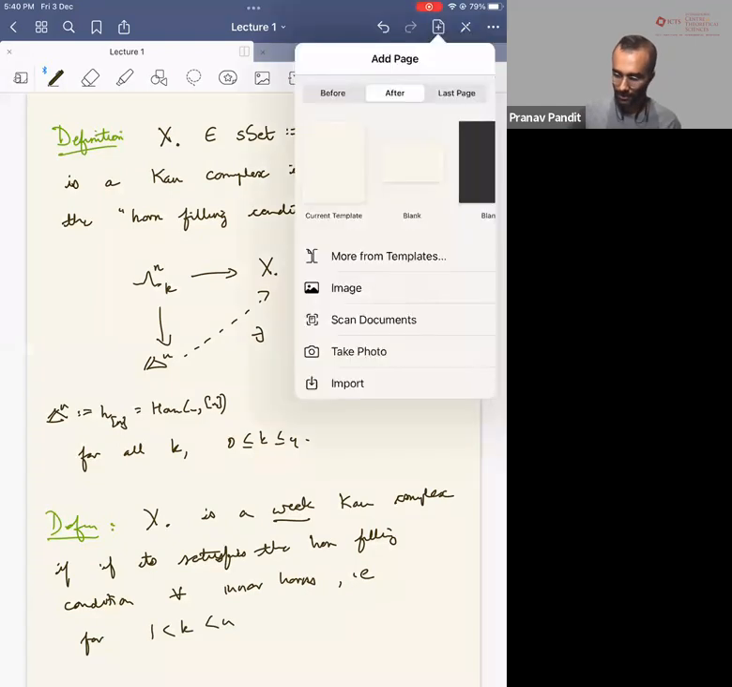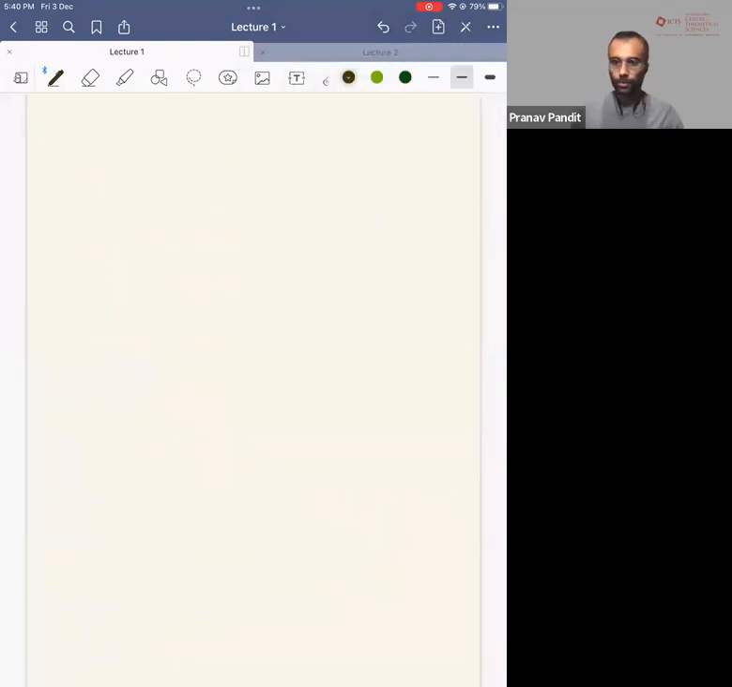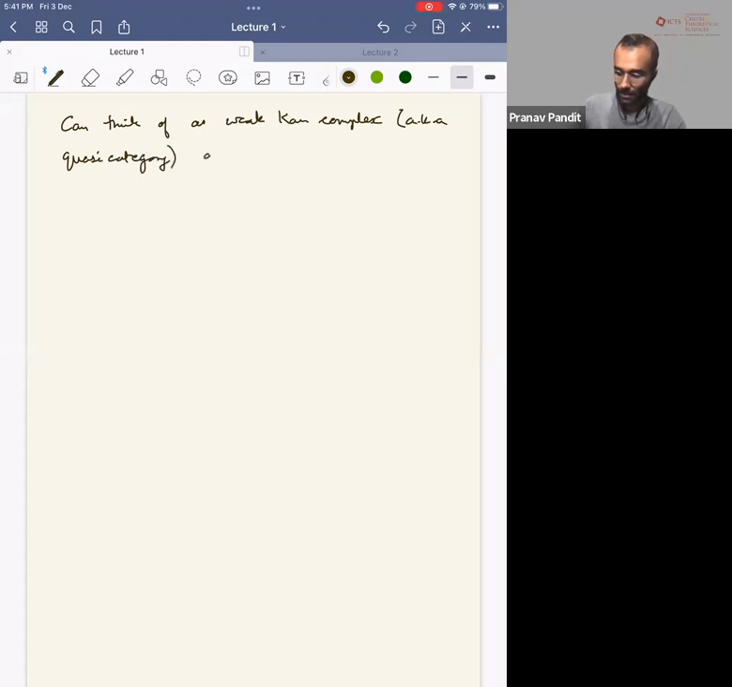So let's see what this gives us. Okay, so let's look at the two horns. Before I write that, we can think of a weak Kan complex, also known as a quasi-category, as a higher categorical structure, and let me call this an infinity category. Or maybe as a model for the notion of infinity category.